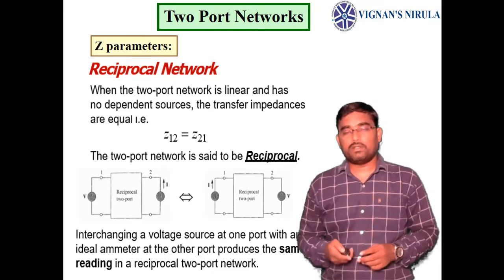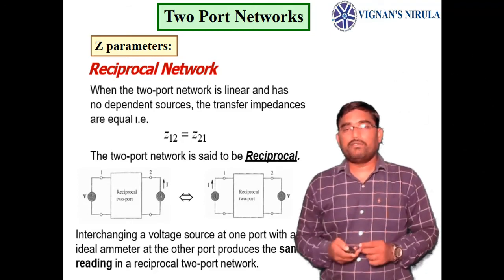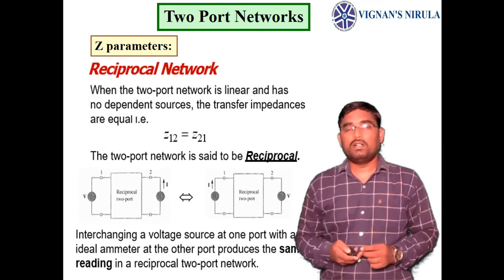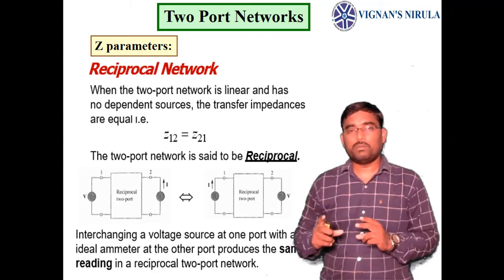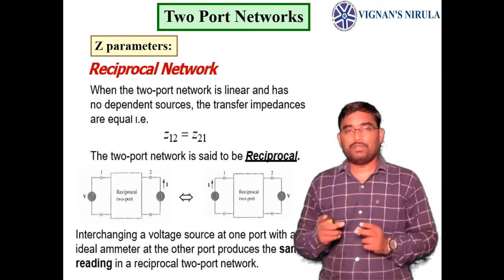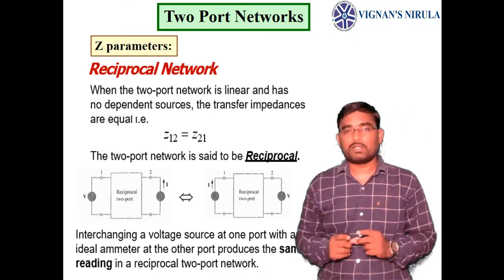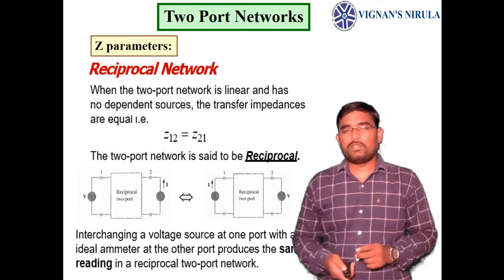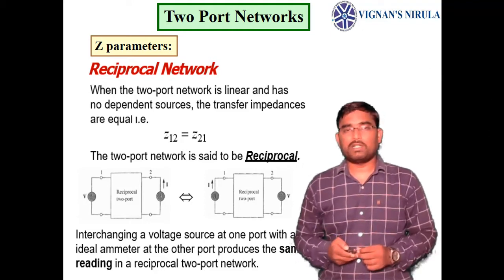In terms of Z parameters, the condition for reciprocity is Z12 equals Z21. For a particular network, after finding the Z parameters, if Z12 equals Z21, then that network is said to be a reciprocal network. Otherwise, it is said to be a non-reciprocal network. A reciprocal network means a network which satisfies the reciprocity theorem.